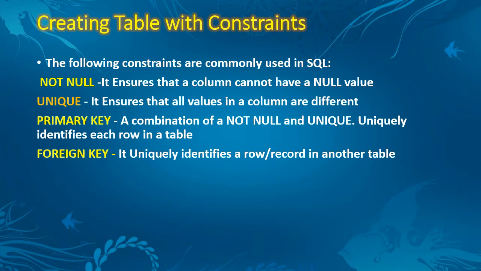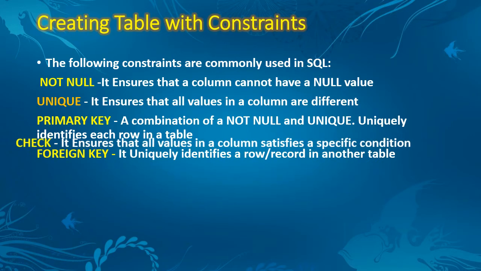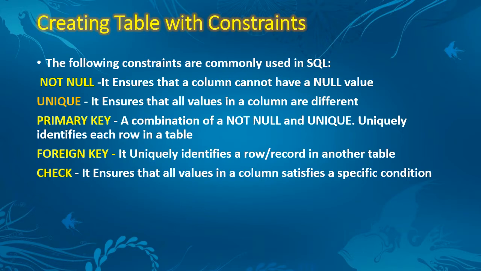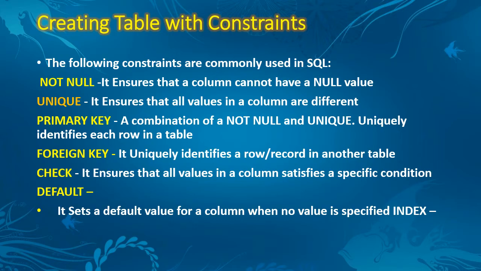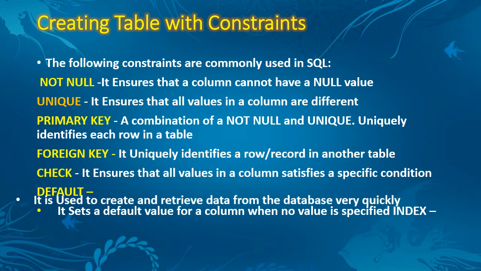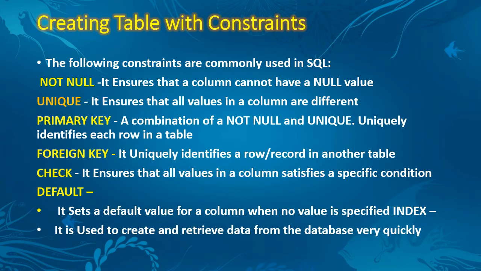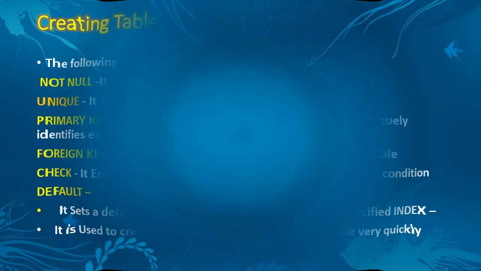Foreign key uniquely identifies the rows in another table. And check ensures that all the values in the column satisfy the particular condition. And default value will be inserted when we don't provide the value for a particular column. And index is used to retrieve the data from a table very quickly also.